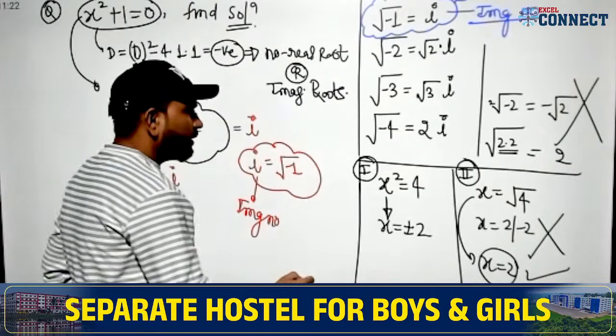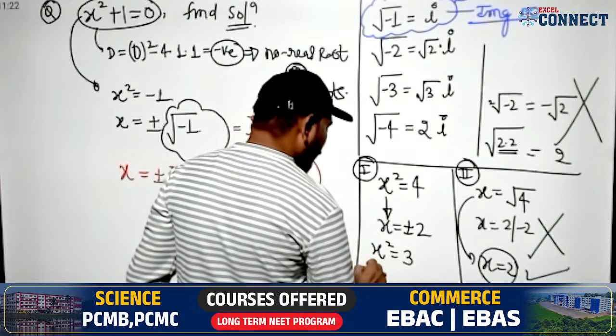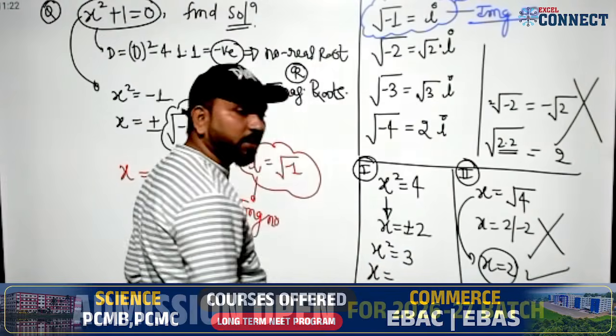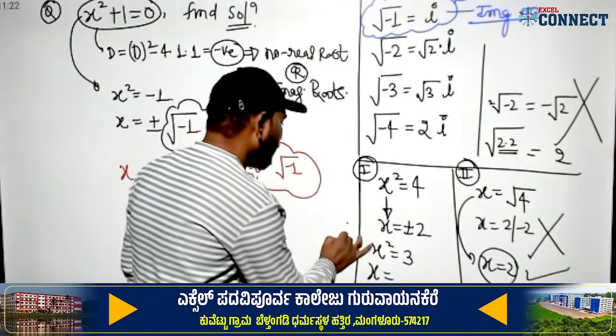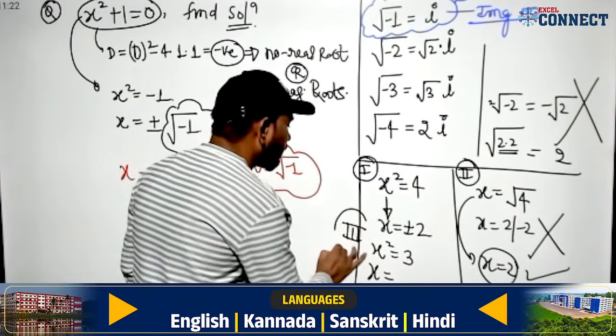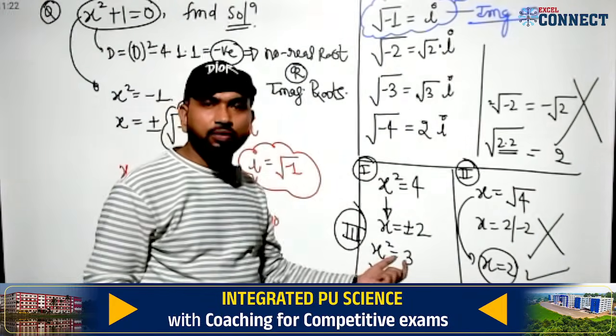If I say x square is equal to 3, then find x. If x square is equal to 3, then what is x? Write this x.